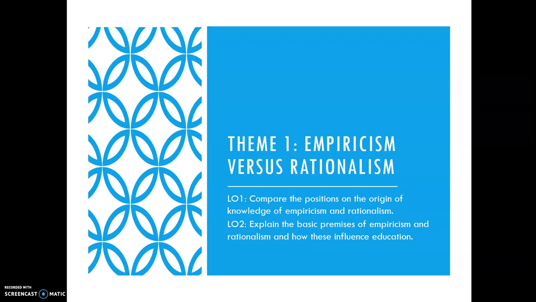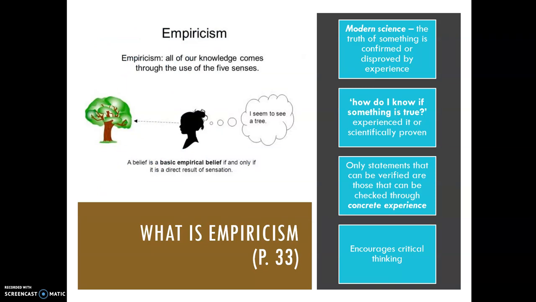In this video, we're going to look at empiricism versus rationalism. Empiricism basically deals with what we perceive through our senses. That is what we know, or that is how we gain knowledge. So empiricism is a belief that only when we experience something do we learn it. In modern science, we look at truth as something that can be confirmed or disproved by experience.